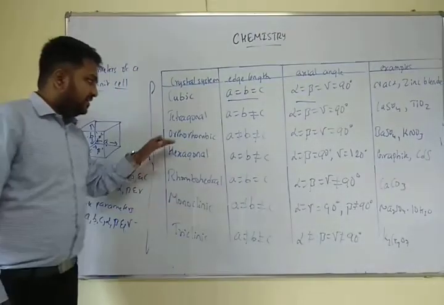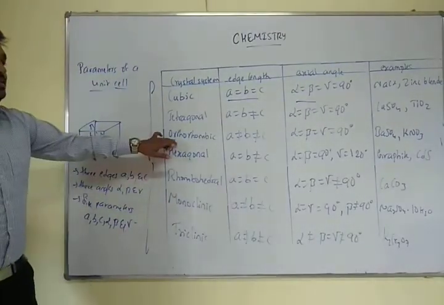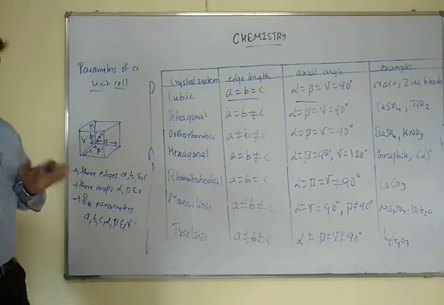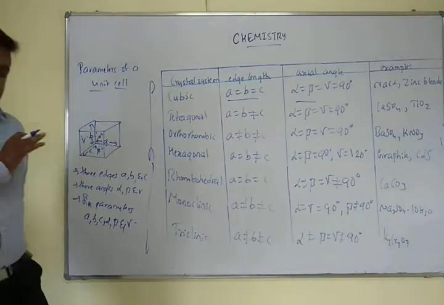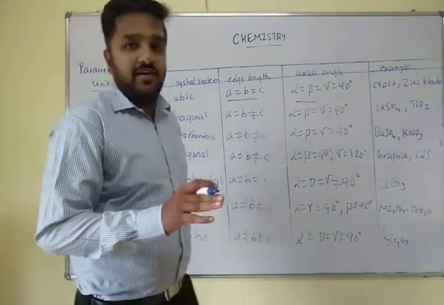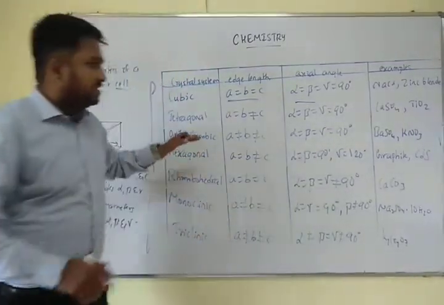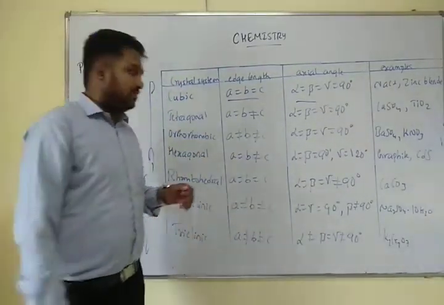So these types of systems we call tetragonal systems, and we have examples of calcium sulfate and titanium dioxide. And the third one is orthorhombic. In this case, the same thing, the angles between them will be 90 degrees, whereas the edge lengths A, B and C, all 3, are not equal. Clear? So the examples are barium sulfate and potassium nitrate.